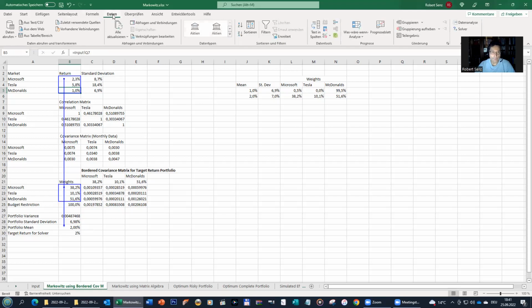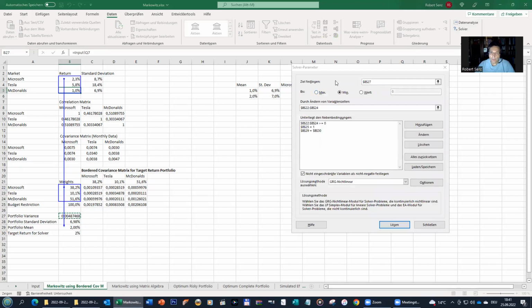Well, we open the solver. Solver is here. We see goal B27, that's the portfolio variance. You could also say B28 standard deviation, it's all the same. In this case, we want to minimize it by changing cells B22 to B24. Those are the unknown weights. Okay, here are some numbers because I did it before, but this is what we want to solve for.